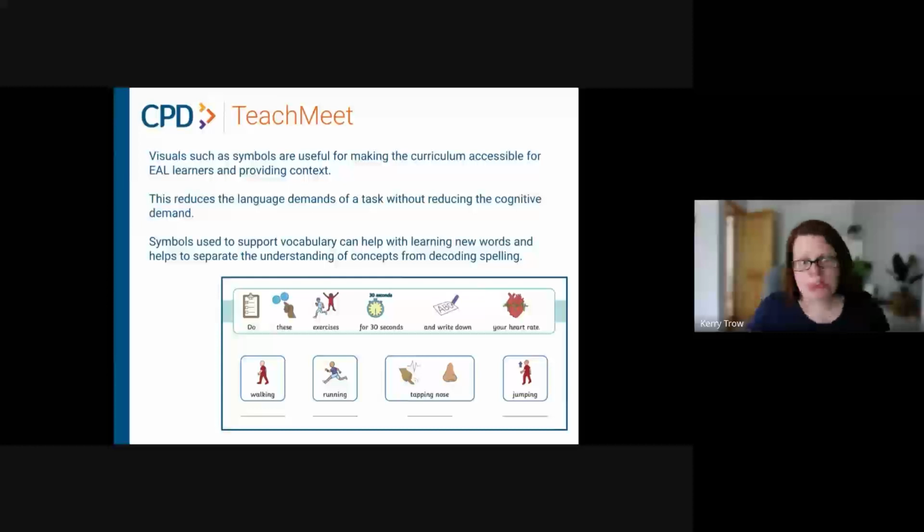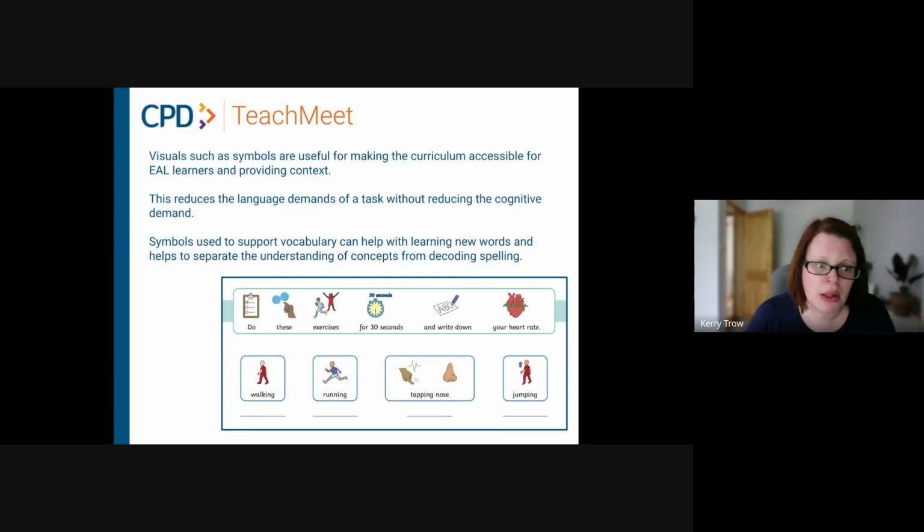Visuals such as symbols are useful for making the curriculum accessible for EAL learners and providing context to learning. So this reduces the language demands of a task without reducing the cognitive demands, which I mentioned earlier. So symbols can be used to support vocabulary, can help with learning new words, and help to separate the understanding of concepts from decoding spelling.